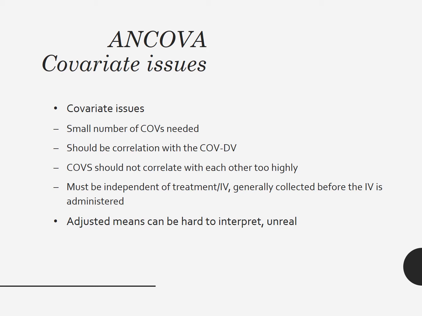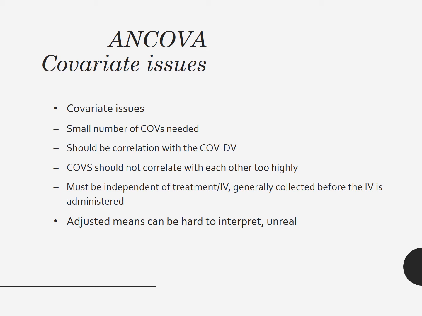Before you even do it, there should be at least somewhat of a correlation, maybe a 0.25 or a 0.30 correlation, of the covariate with the dependent variable. The idea is that if the covariate doesn't correlate with the dependent variable, then it probably doesn't matter in your study for it.